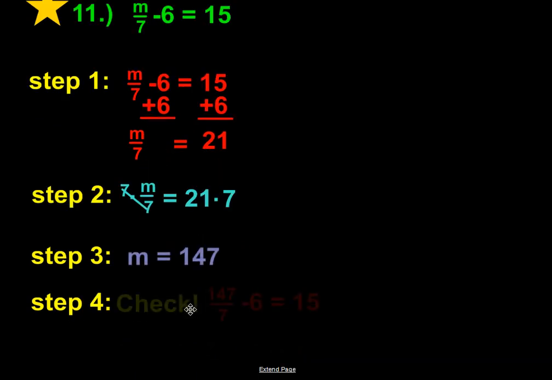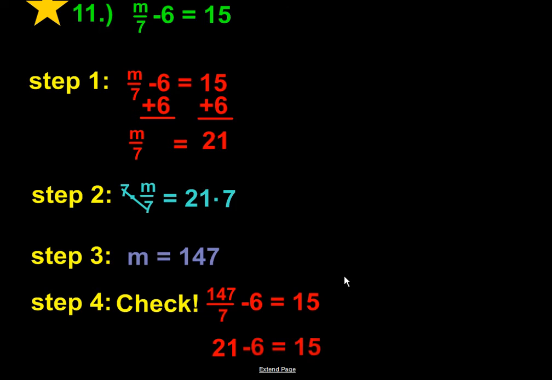We can check by plugging 147 in for m. That reduces down to 21. Minus 6 does in fact equal 15. So that indicates that our answer is correct. Use these problems to help you with the additional problems that are on your homework.